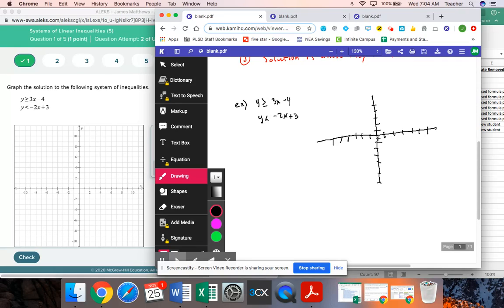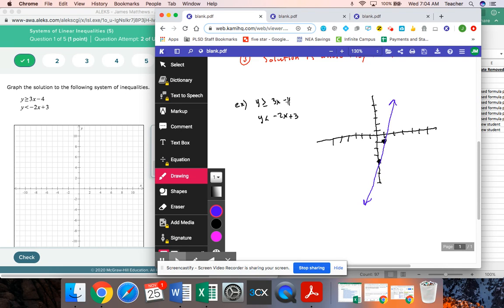At -4, go down to -4, I have a point. I should go up 3 and to the right 1. 1, 2, 3 to the right 1. There is another point, and all I need to do now is draw a line that is solid, right? So I'll just use blue for this one. So this is my attempt at drawing a line through. It's a solid line. I need to decide whether or not I should shade to this side or to that side. Use your best method.